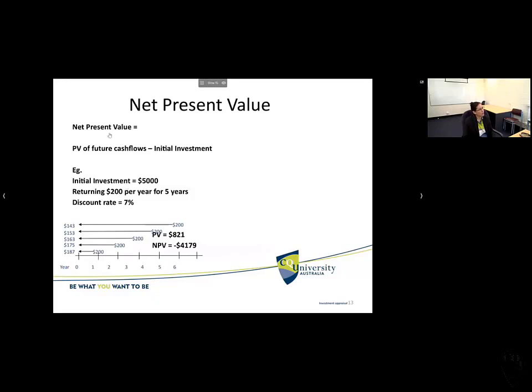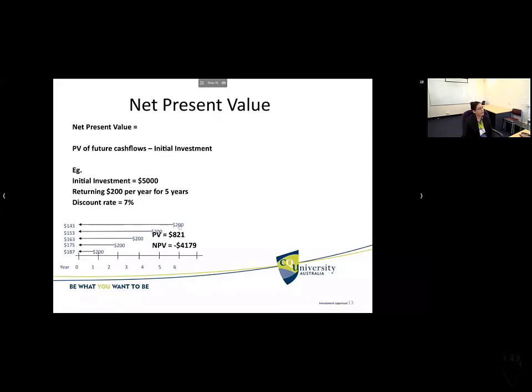What we need to do if we are using the net present value method is to discount the $200 each year for the 5 years back to their value in today's terms. Okay, so the $200 in 1 year's time, what is it worth today? It's worth $187. The $200 that we get in year 2, what is it worth today? $175. In year 3, $200 is worth $163 today. In year 4, it's worth $153, and the $200 in year 5 is worth $143 in today's present value.